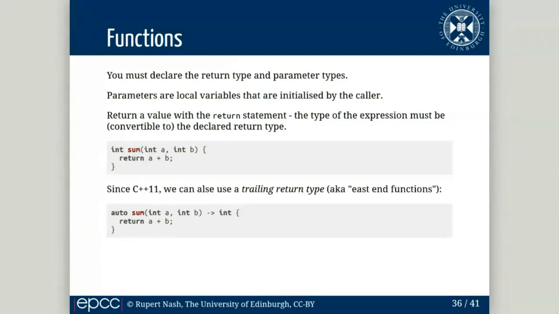As we said, you declare the return and parameter types. Parameters are effectively local variables that are initialized by the caller. So when you call a function and you pass parameters, they become variables in the scope or the body of the function, as we see here in the int function, where we've got integer a and integer b being passed in. Because of the way they are declared on the stack, we see them as local variables.